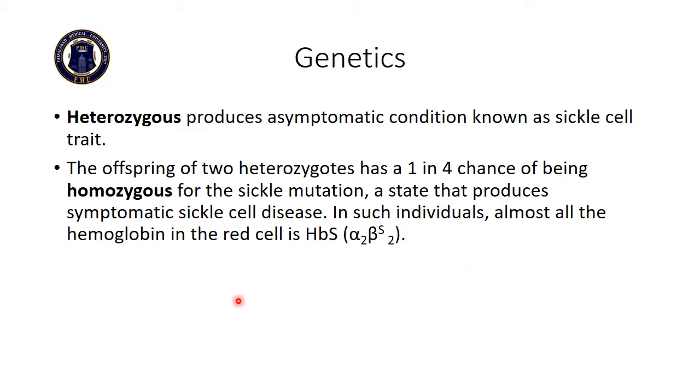In such individuals, almost all the hemoglobin in the red blood cell is sickle hemoglobin, whose molecular structure is alpha 2 beta sickle 2.